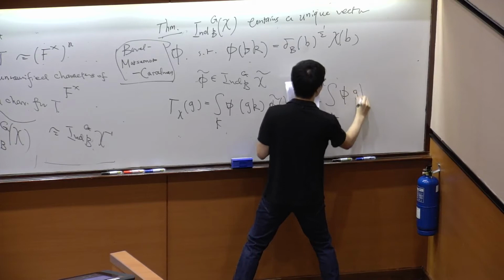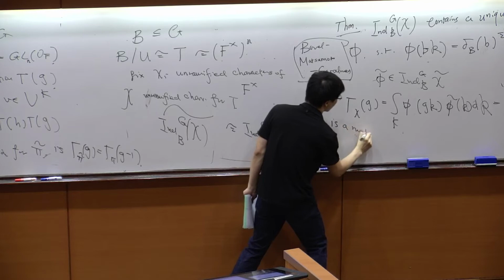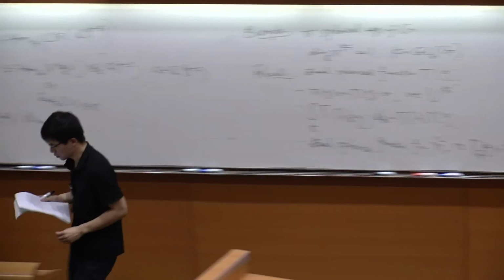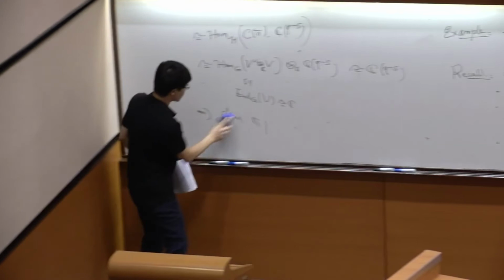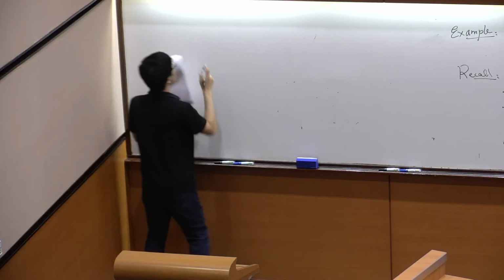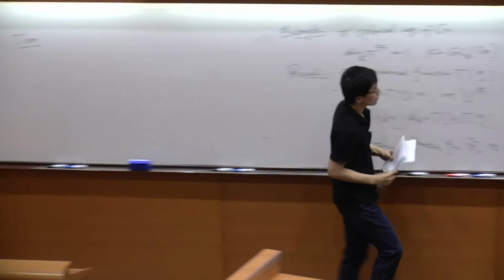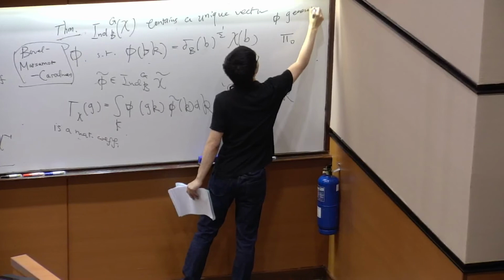In particular, we find that this is a matrix coefficient. Then let's run the zeta integral associated to the zonal spherical function. In this case, as we have just seen before, it reduces to a GL1 case, which follows from the work of Tate and Iwasawa. So, theorem. The vector phi here generates an unramified representation, which we denote by pi naught. So phi generates pi naught, which is a spherical representation.